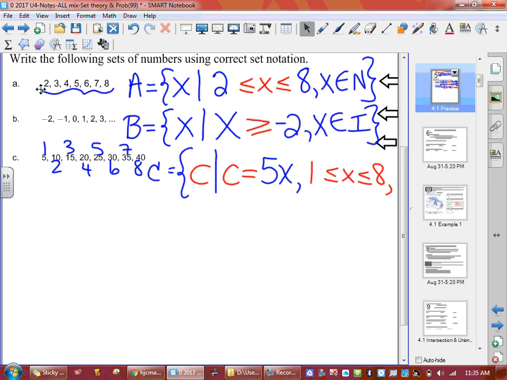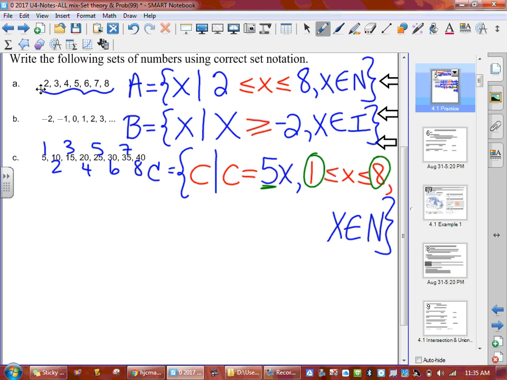And then we're going to say, what numbers do we have? We have natural numbers, X, E, N. Do you see why it's written this way? These numbers here, the 1 and the 8, those are the numbers that were multiplied by this 5 to get the list we have.